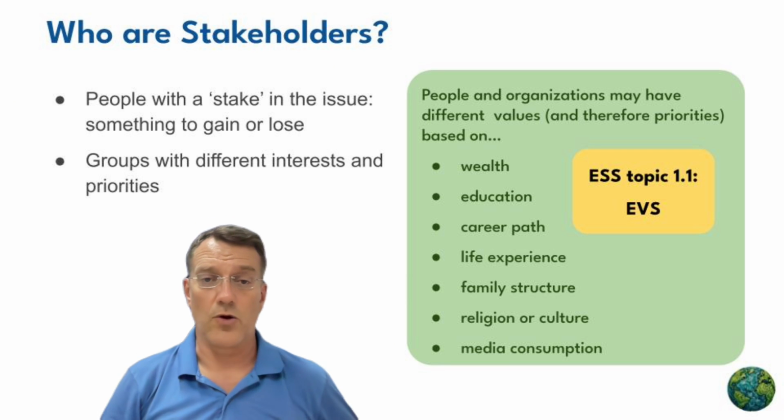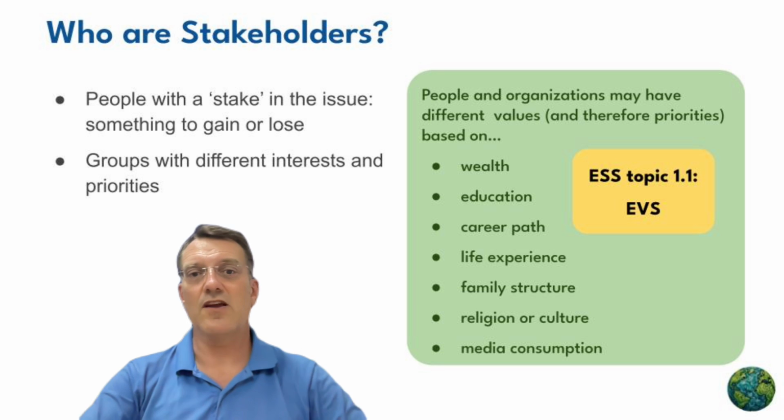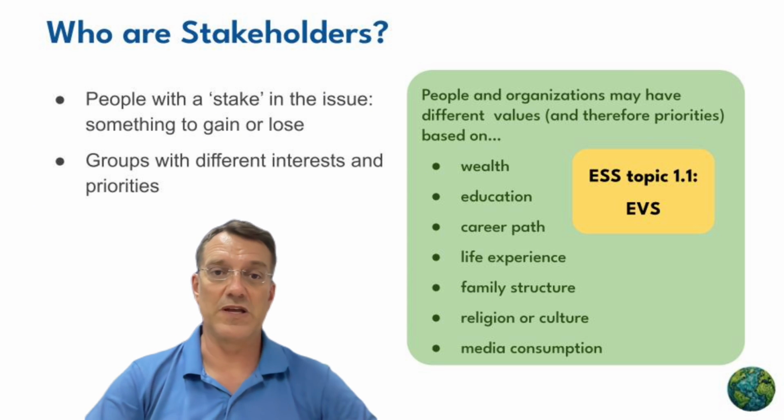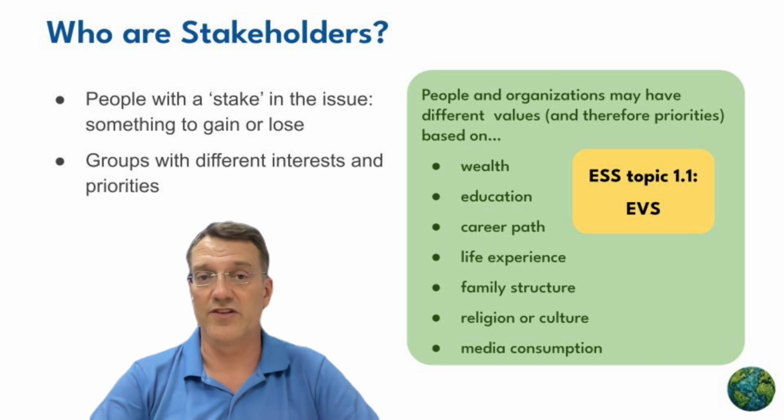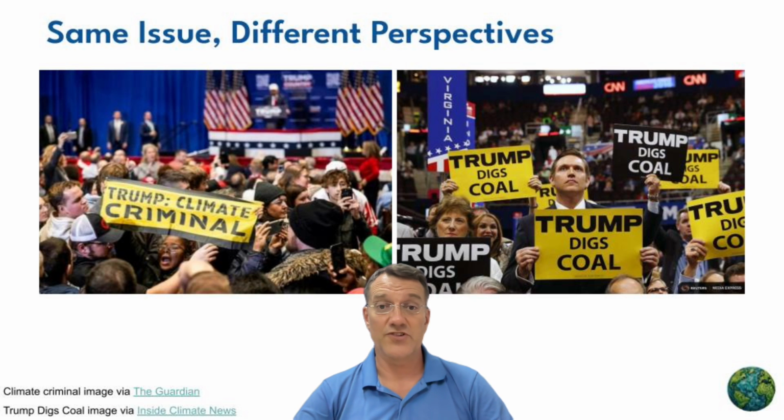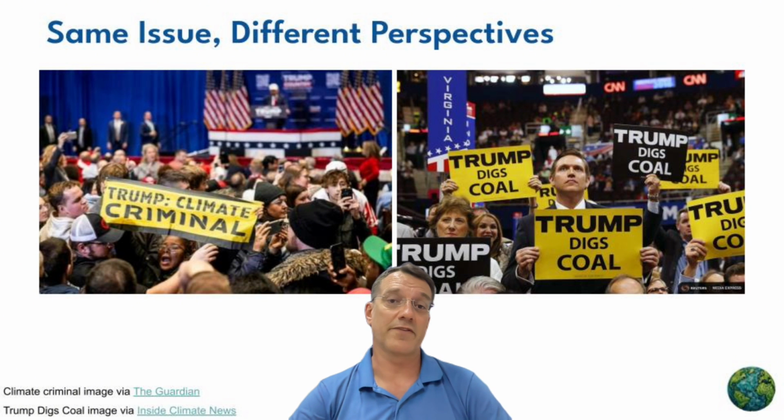Now let's talk about stakeholders and perspectives. Stakeholders are people or groups of people who have an interest in the environmental issue and may be affected by the strategy in some way. Different stakeholders typically have different perspectives based on their economic situation, social position, cultural background, or their environmental values.